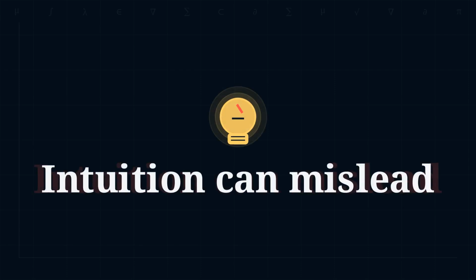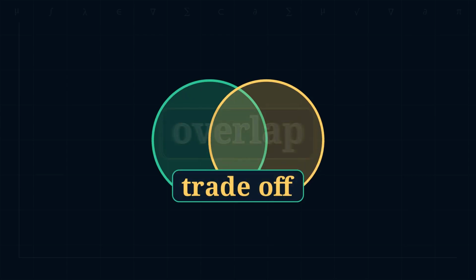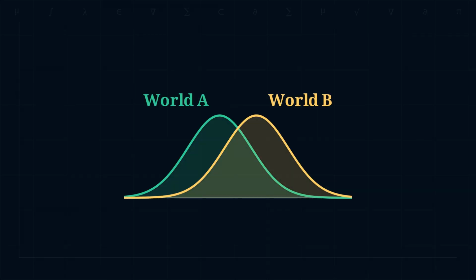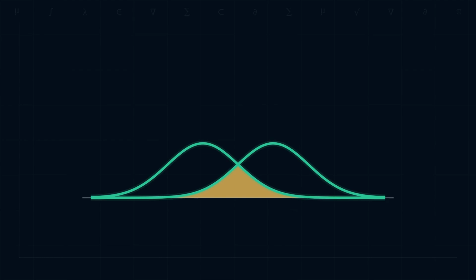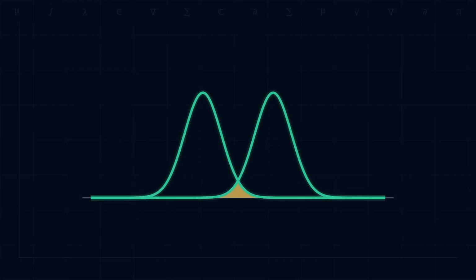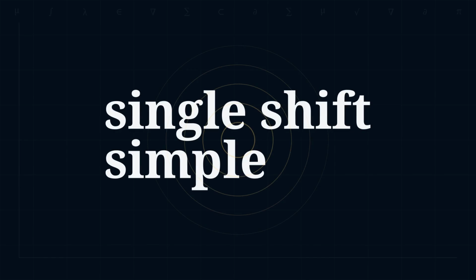Intuition often breaks because people think the truth is a single cliff and a test is a flashlight that either reveals it or not. The correct model is overlap and trade-off. Two stochastic worlds, two bell-shaped sampling pictures, and a movable cut. Changing the cut trades one error for the other, unless you also change the width of the bells with more data or better measurement. That is the geometry of testing, and it does not care how you feel about a threshold.